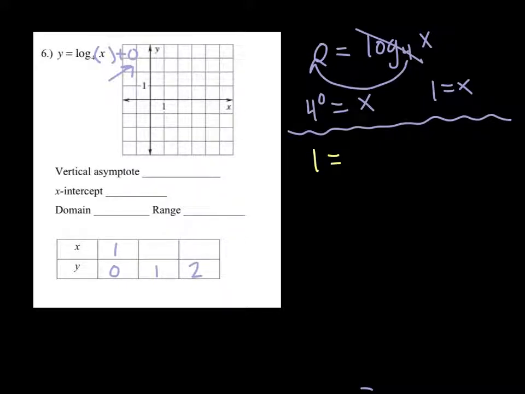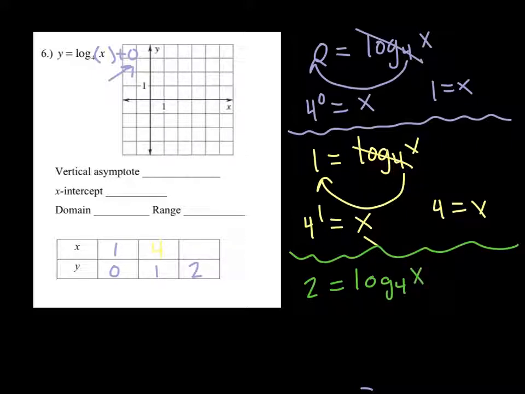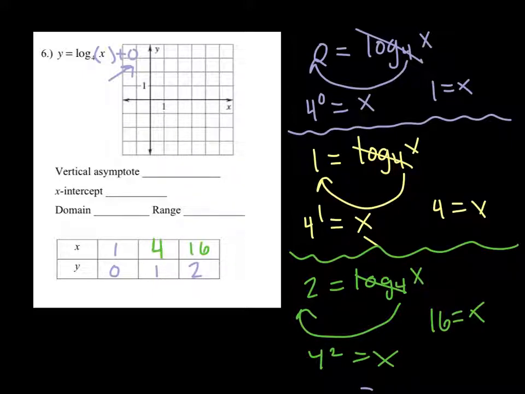So let's do 1 now. So 1 equals log base 4 of x. 4 to the first, logs gone, equals x. So 4 equals x. And then the last one we're going to plug in is 2. So 2 equals log base 4 of x. Undo the log. It becomes 4 squared. Logs gone. So 16 equals x. So that one we won't be able to graph, but that's okay.